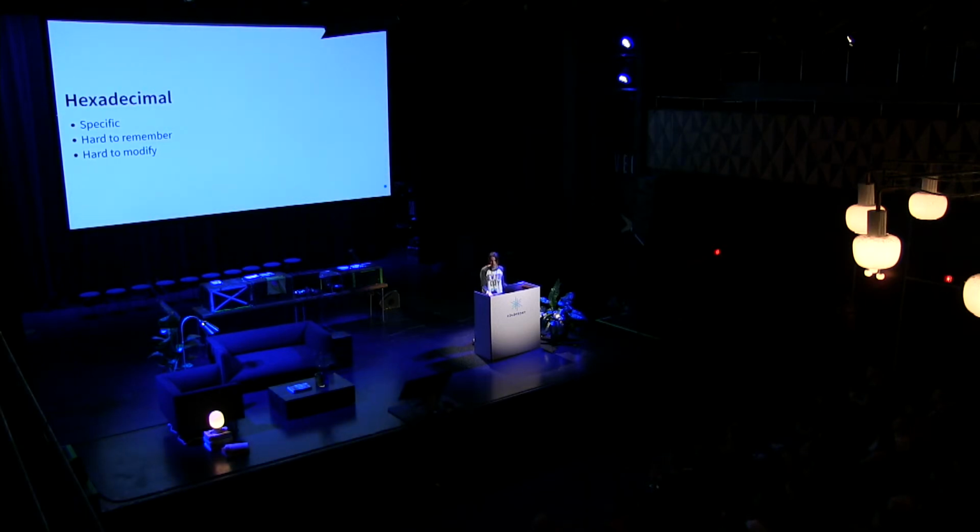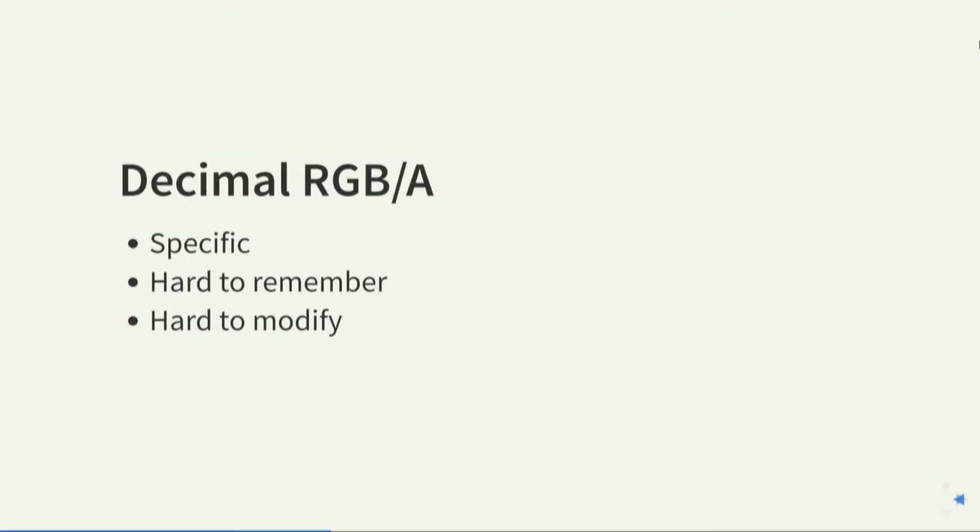It can be really specific, because if you use 3 values, you have around 4,000 possibilities. If you use 6 values, you have almost 17 million possibilities. So there is a lot to choose from. But they are hard to remember, and hard to modify. If you finally found your favorite orange, then turning it a little darker might be hell, and you might end up having to open a color picker, and that's not the idea. Then there's decimal RGB, which is pretty much the same.